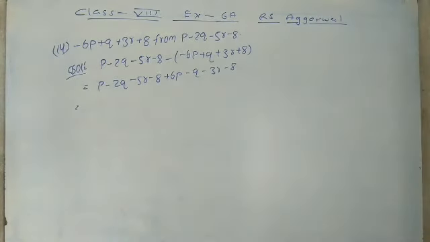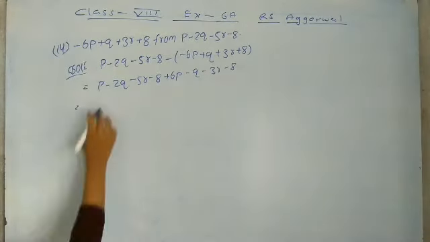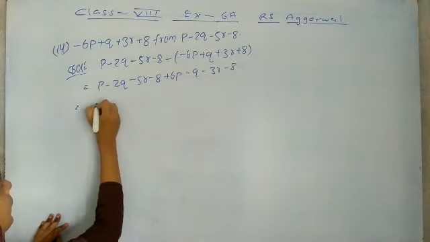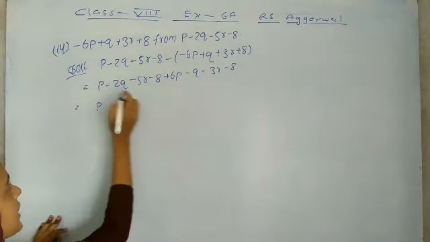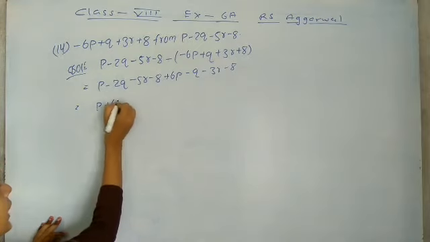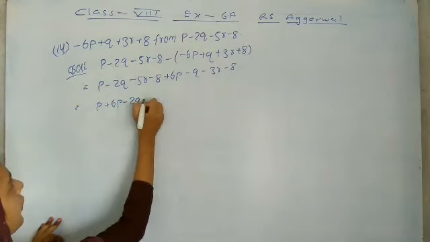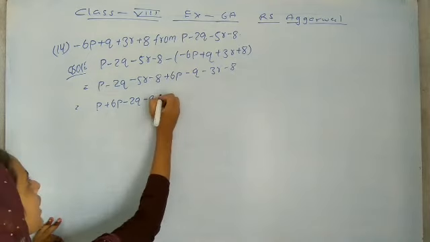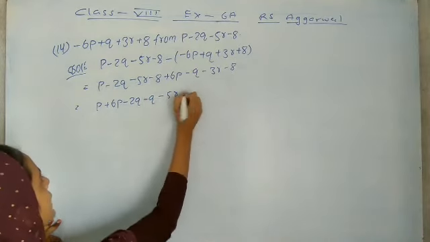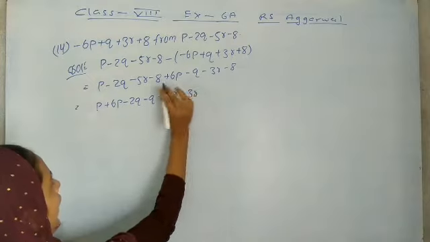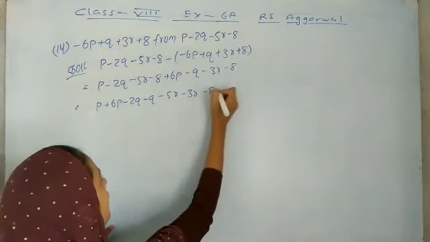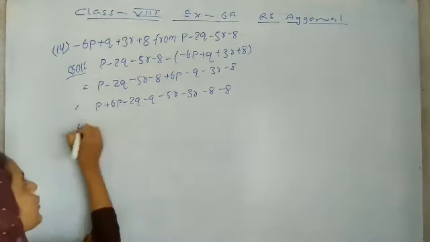And now we will bring them in like terms. Here is p, and where is the other p? Here is plus 6p. P plus 6p. And here is minus 2q. And here is minus q. Here is minus 5r. And here is minus 3r. And here is minus 8. Here is minus 8. Now solve them.